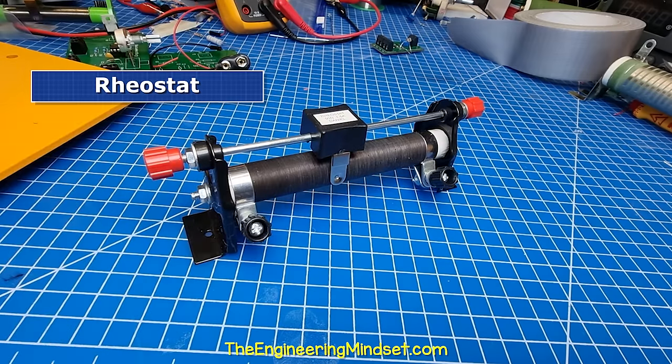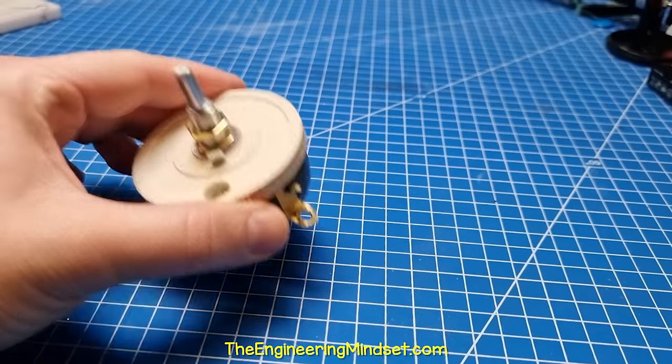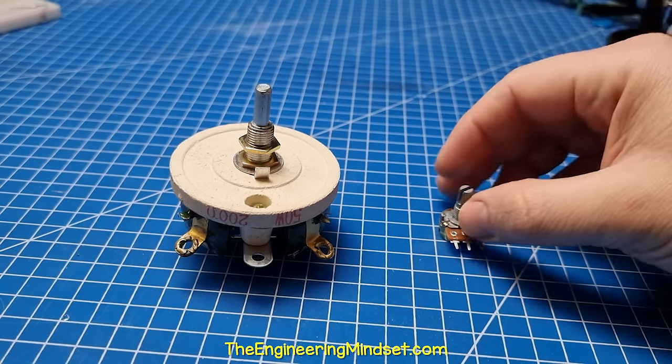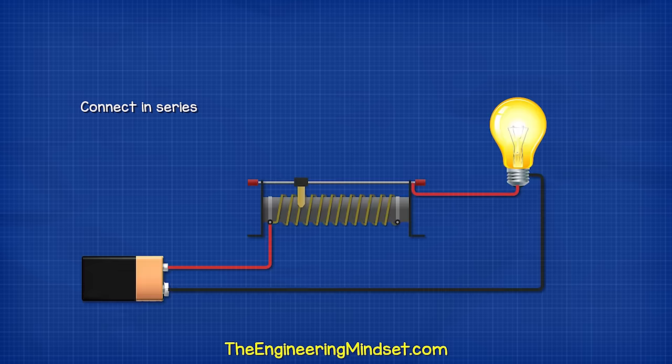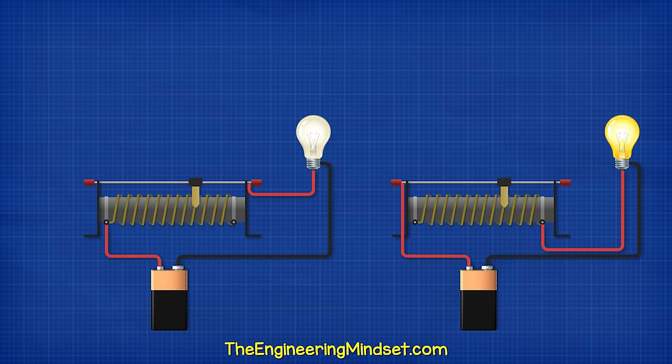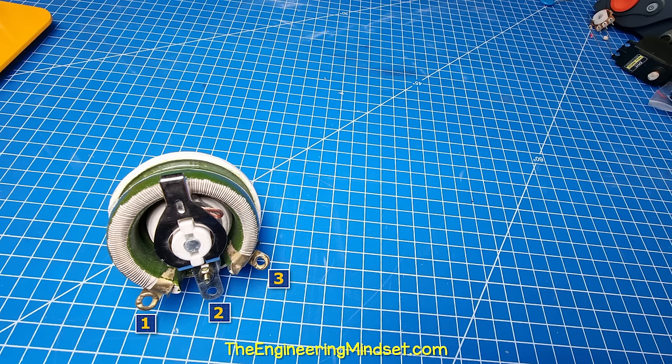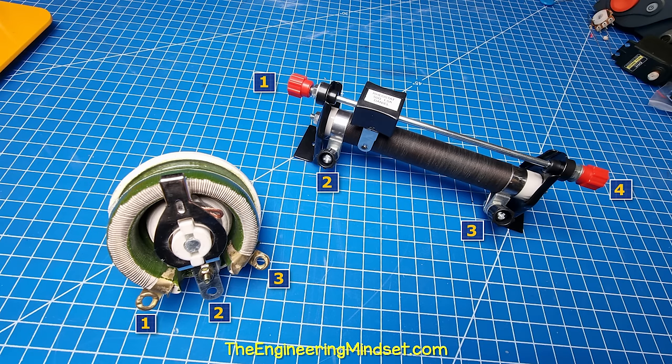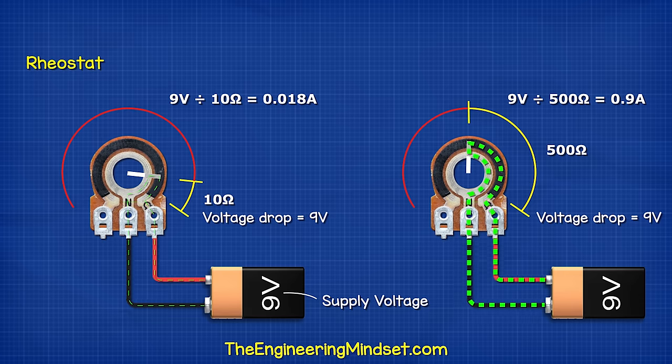Rheostats are used to control current in a circuit. The current is typically large, hence the size of the component. These are connected in series with the load. We only use two terminals at a time, even when three or maybe four might be available. Smaller current circuits can use a potentiometer as a rheostat.